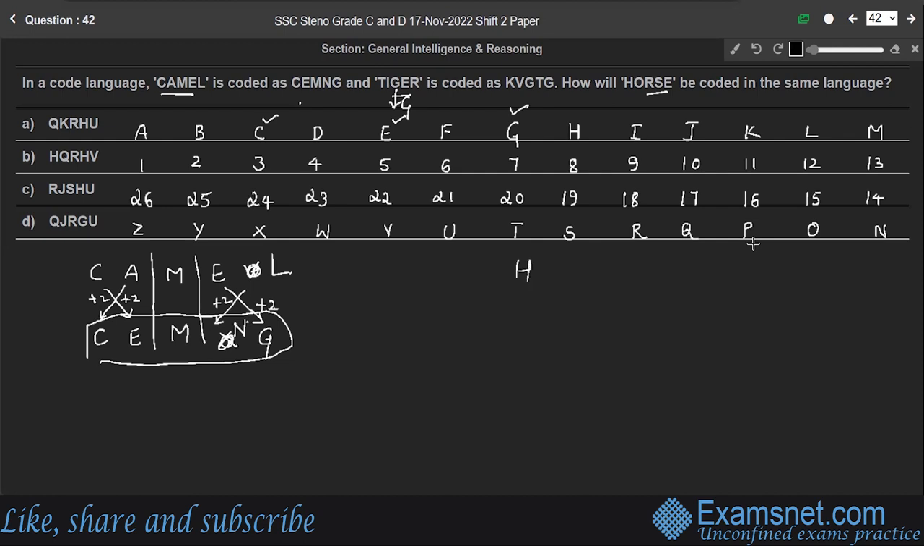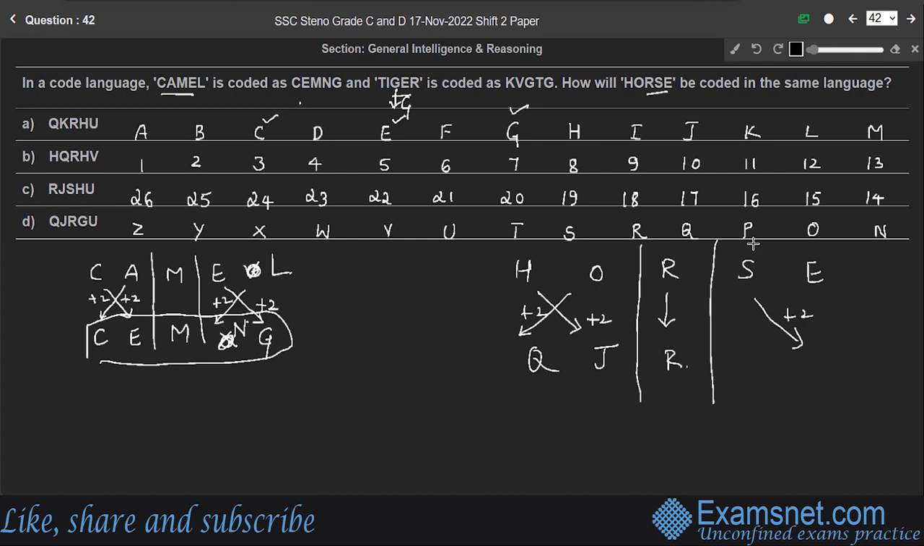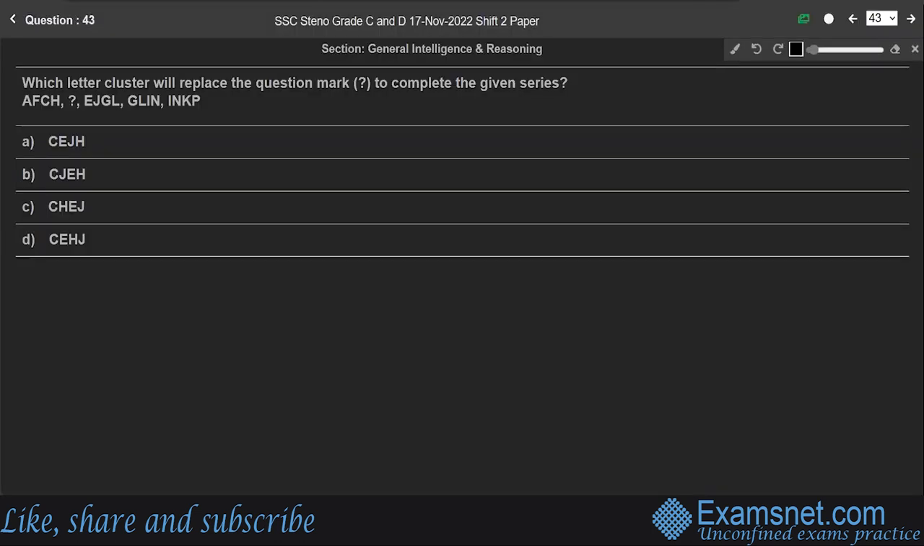Here we will consider the word horse, H-O-R-S-E. The middle letter R will be coded as it is. H plus 2: H is 8 plus 2 is J, in the reverse manner. And O is coded as O plus 2, which is 17, which is Q. Now S plus 2: S is 19 plus 2 is 21, which is U. And E plus 2, E is 5 plus 2 is 7, which is G. Therefore, horse is coded as QJRGU. So option D is the right answer.